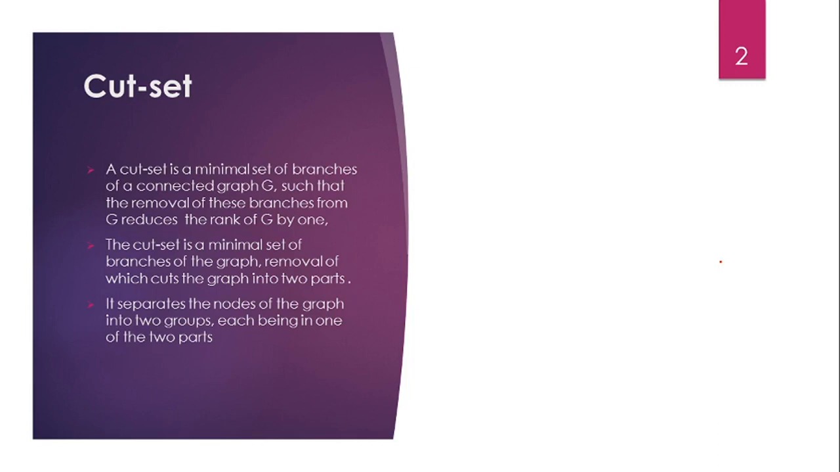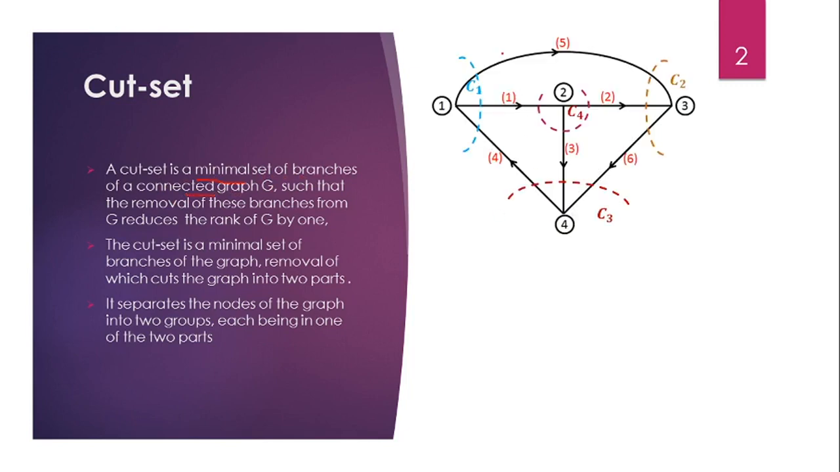So a cut set is a minimal set. The minimum number of branches should be cut. A cut set is a minimal set of branches of a connected graph. So let's consider this is a connected graph. When we do the C1 cut, we will have the minimal set of branches of this connected graph that we have to cut.